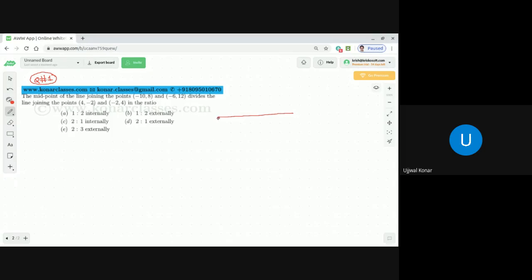Here is the point A with coordinates (-10, 8), and here is the point B with coordinates (-6, 12). Now, what is the midpoint? The midpoint is this. So it is very easy to find the midpoint of AB, that you can find out.